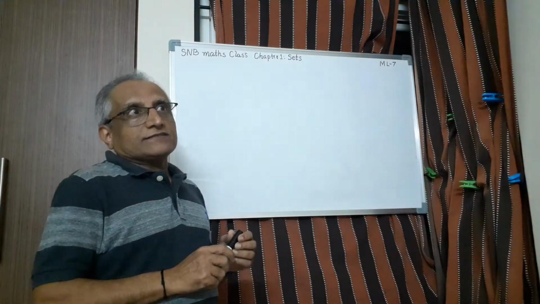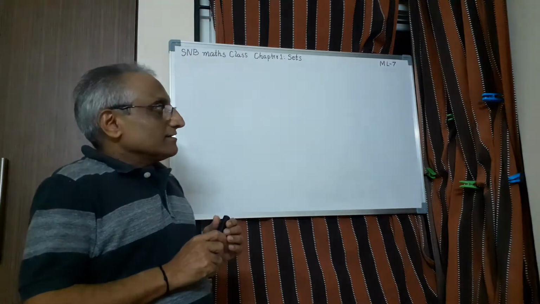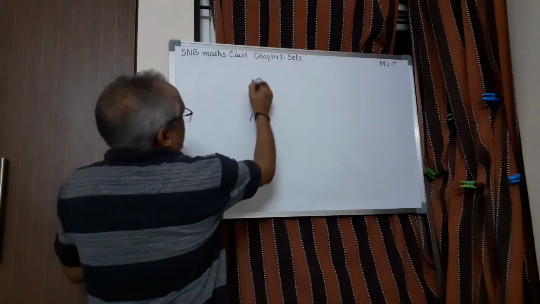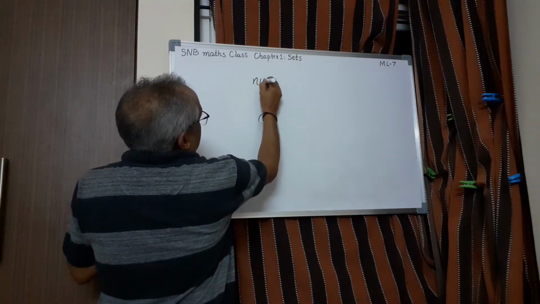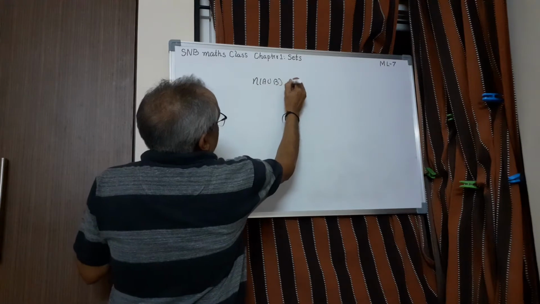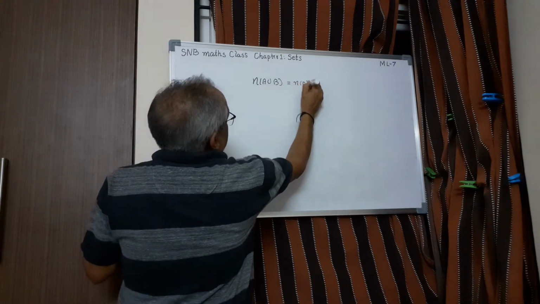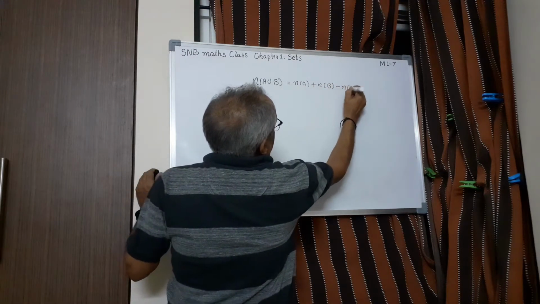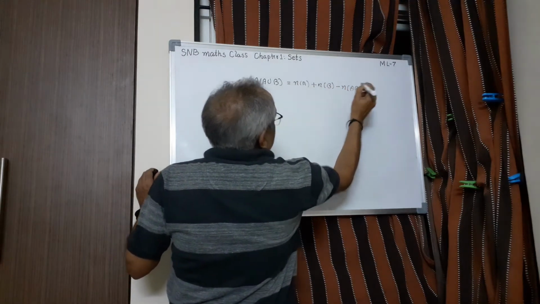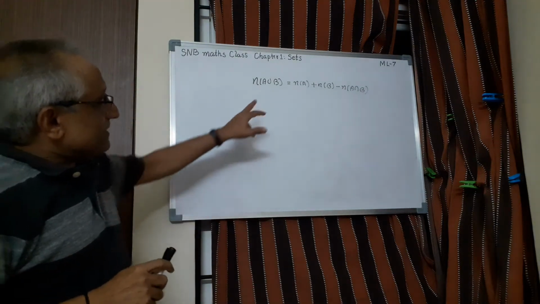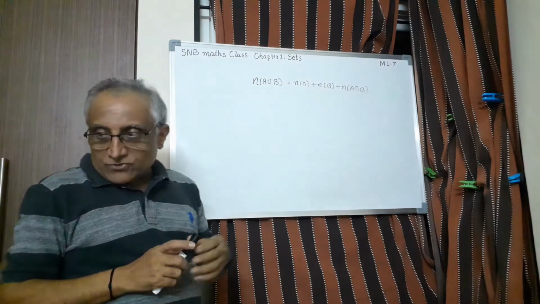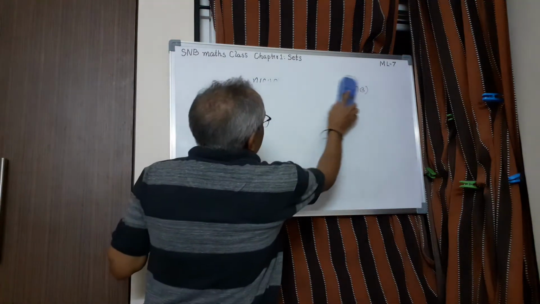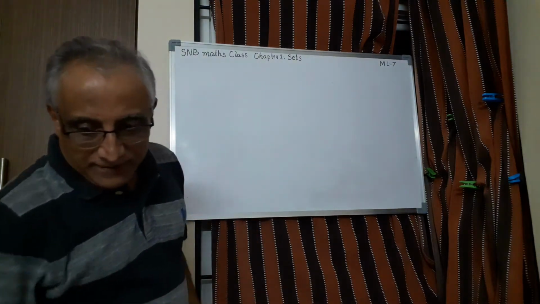In the last lesson I just introduced the relationship between the number of A union B. This is what we verified: number of A union B equals number of A plus number of B minus number of A intersection B. With a few examples, I verified this relation. Today, let us try to understand this formula in two different cases.